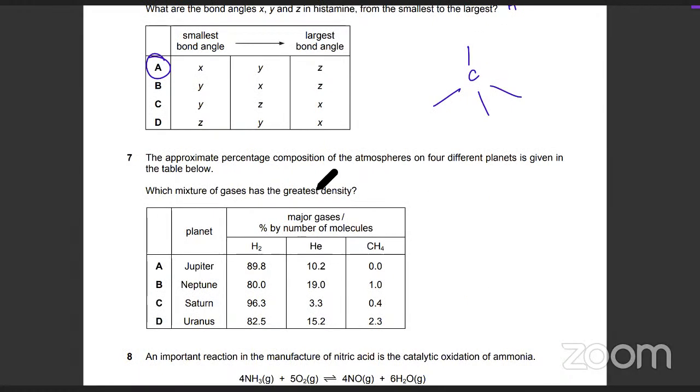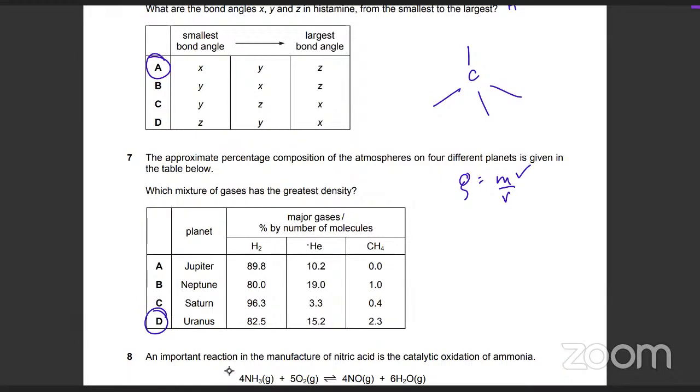That's the next one. The approximate percentage composition of the atmosphere in 4 different planets. Which mixture of gases has the greatest density? Greatest density means all gases have the same volume, and density is mass over volume. So it's basically the mass we're looking for. Without calculation, just by looking, which one has the greatest mass? Uranus. Okay, so D is the one.